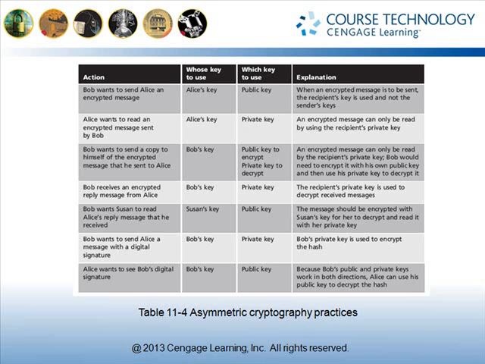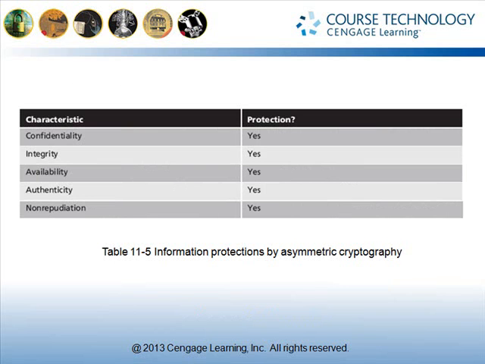The key is, no pun intended, the private key should never leave the owner. The private key, by its very nature, must be kept private by the owner. And here are some of the protections that we can have through asymmetric cryptography. And you notice now we can have confidentiality, integrity, availability, authenticity, and non-repudiation.